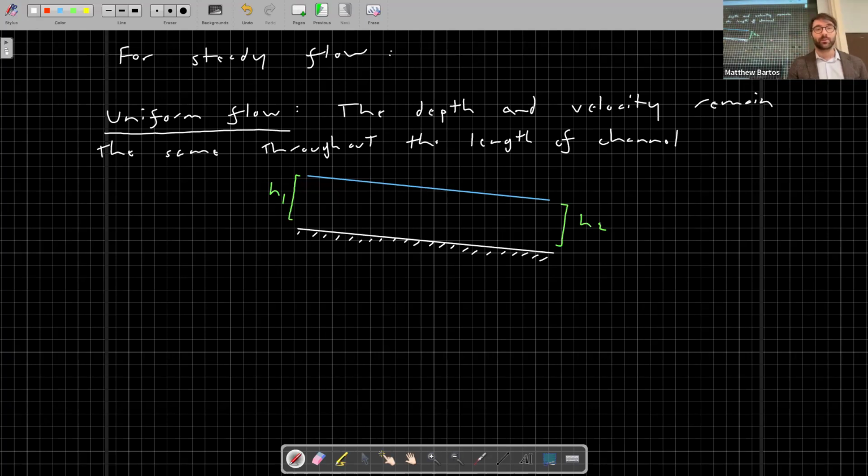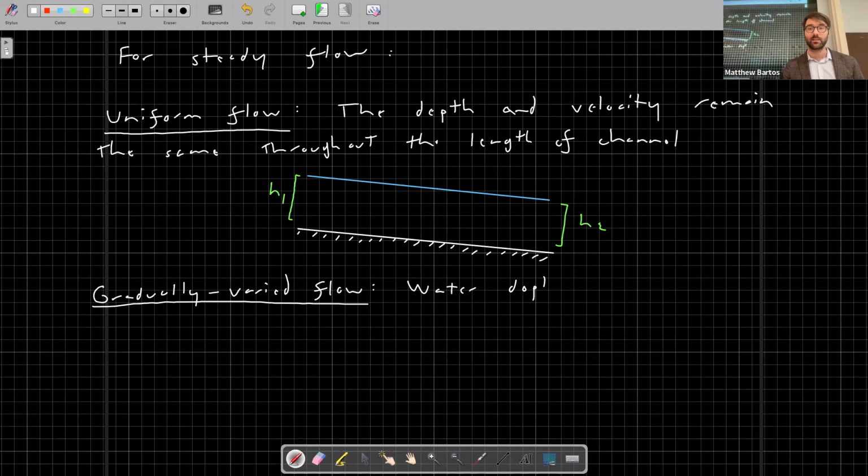The second classification I want to talk about is gradually varied flow. So this is something we'll be looking at more towards the end of the class, but it's another important case that you will need to know. So for the case of gradually varied flow, water depth and velocity vary gradually over the length of the channel.